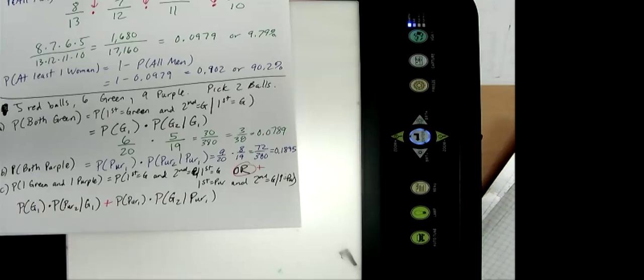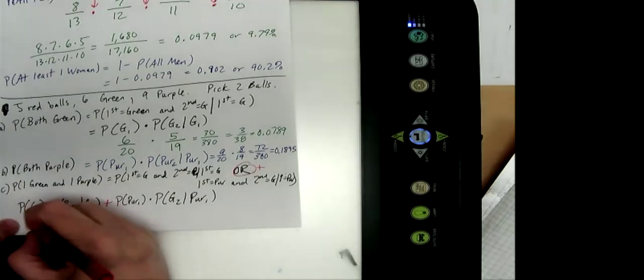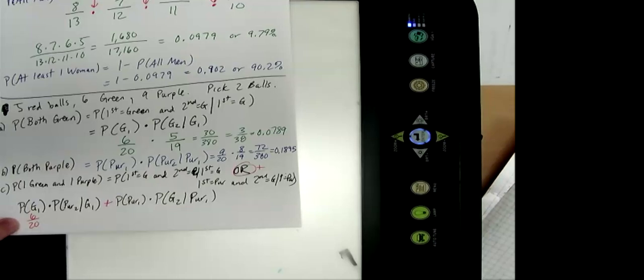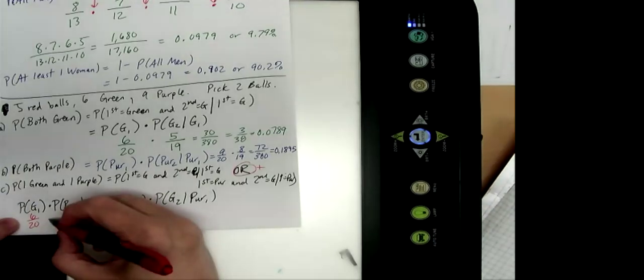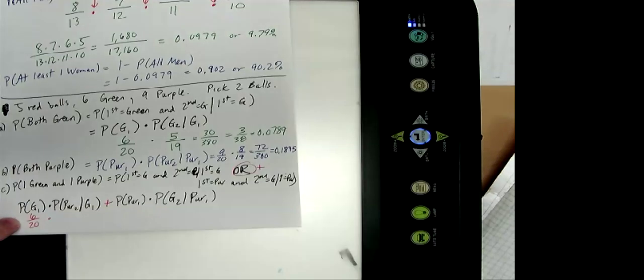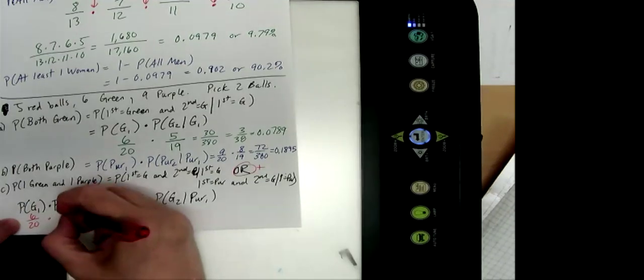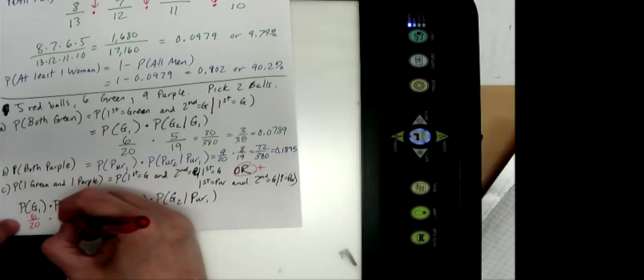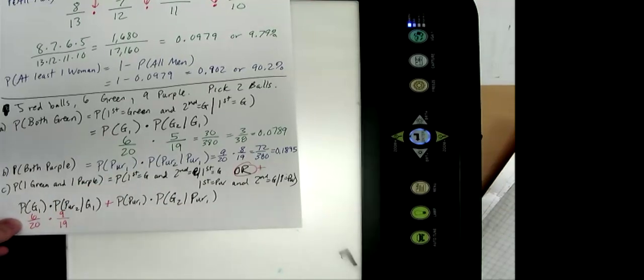Let's just look at what happens when we do it. If the first ball is green, there is 6 green out of 20. And you might want to do the next number lower, but the number of purples hasn't changed. There's still 9 purples in the bag. What has changed is the total. 15.